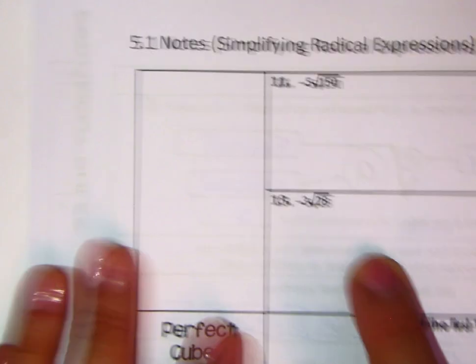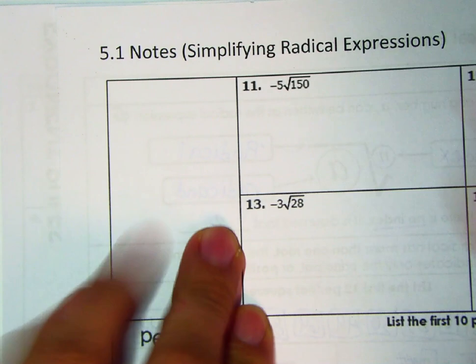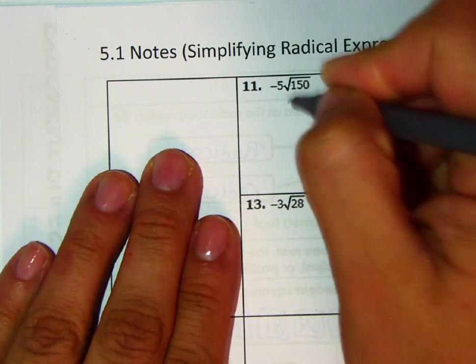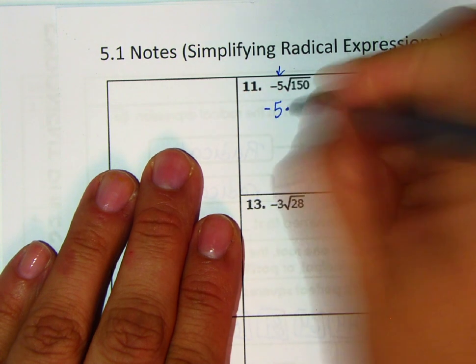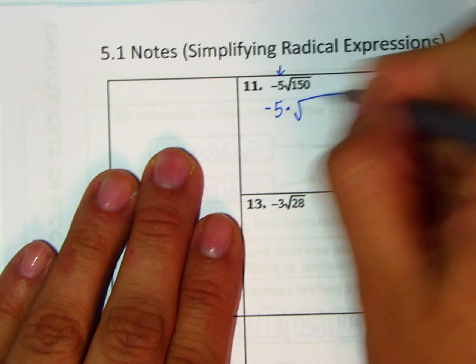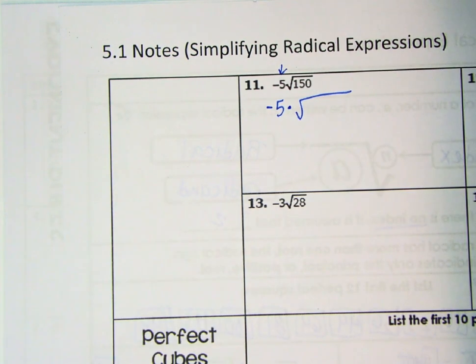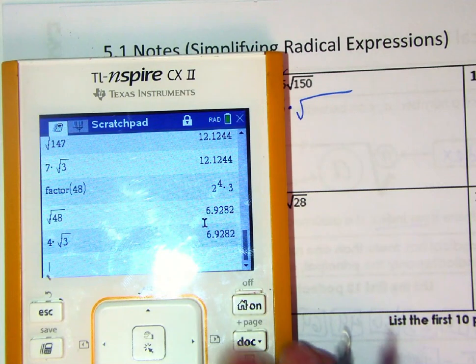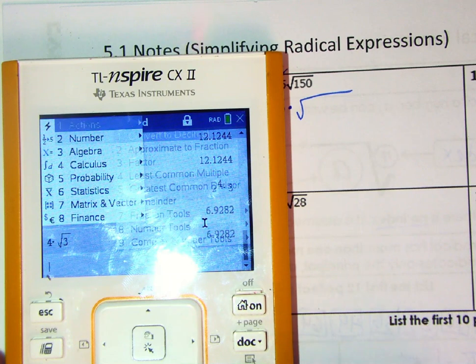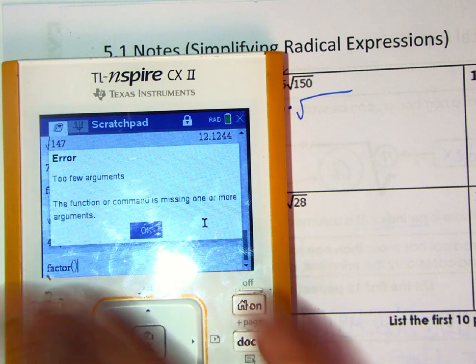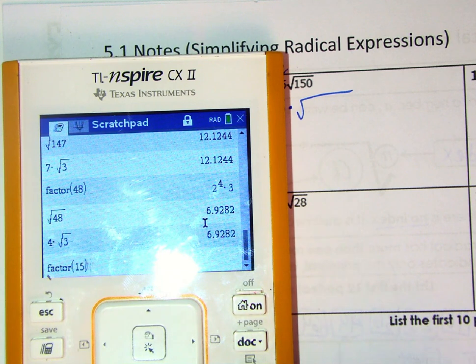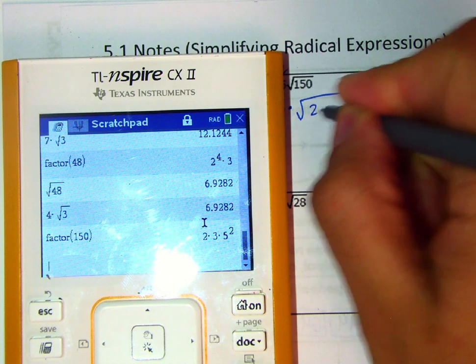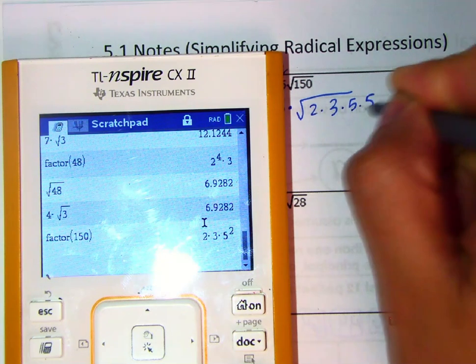I'm going to go over a couple more, number 11 and 13. So here, a negative is in front as the coefficient, so just see it as -5 times whatever square root of 150 is. So if we find the factors of that, we're going to press menu number factors. Oh, sorry. And then you put 150. So that's 2 times 3 times 5 times 5.